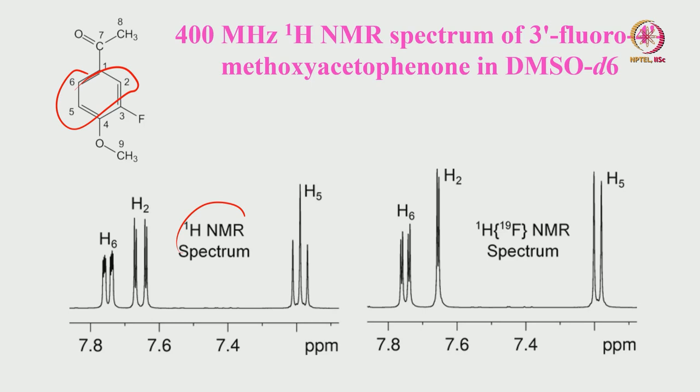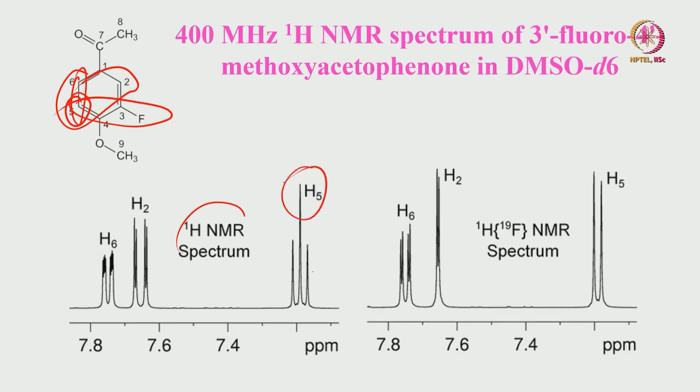This is proton 5. Proton 5 is here. Why is it a triplet? Of course, it has one ortho coupling with this and also a meta coupling with this. If both of them are nearly equal, it should be a doublet of doublets, or if they are equal, it will be a triplet. So this could be H5 because they are equal.